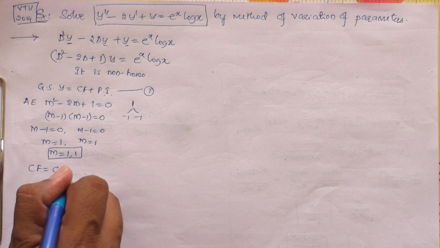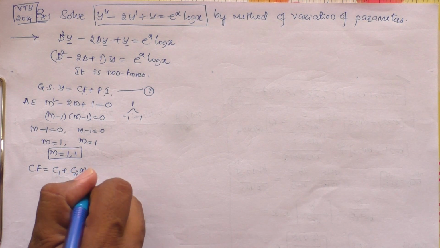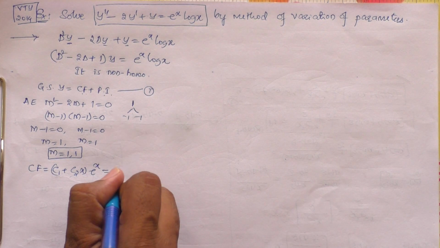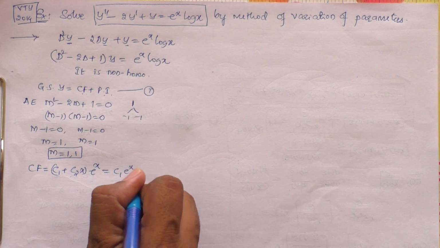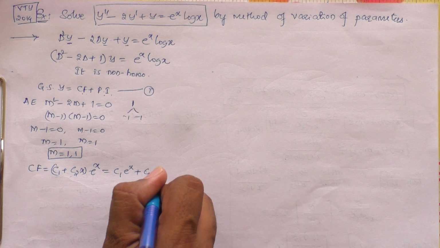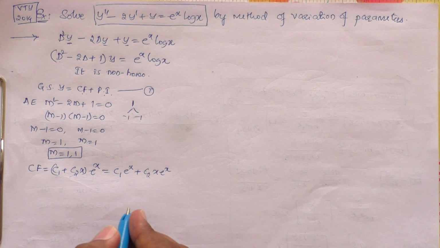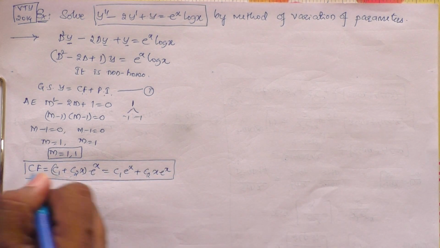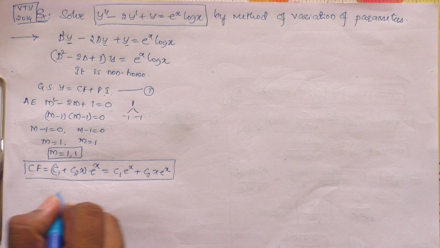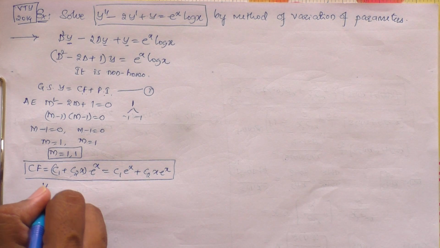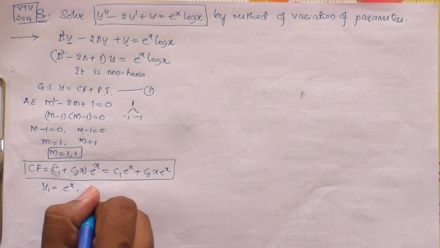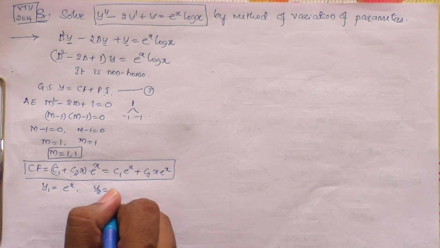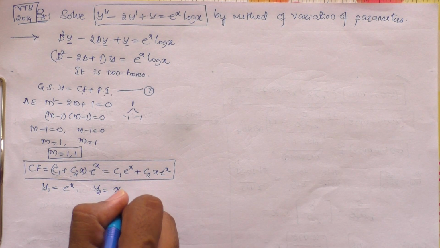CF is (C1 + C2 x) e raised to 1x, or e raised to x if you multiply, it can be written as C1 e raised to x plus C2 x e raised to x. So this is the half of the solution. Here the multiple of C1 is e raised to x, which is called y1, and the multiple of C2, that is x e raised to x, is y2.